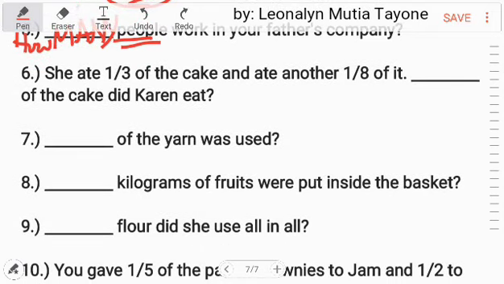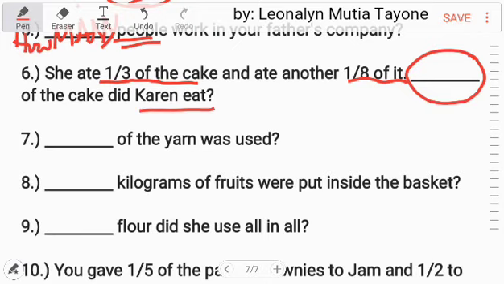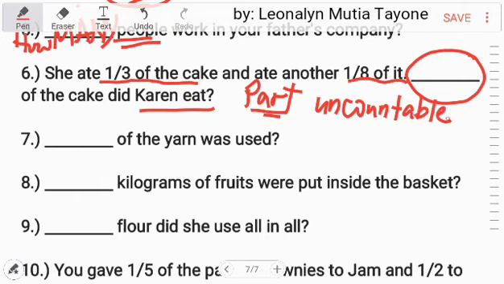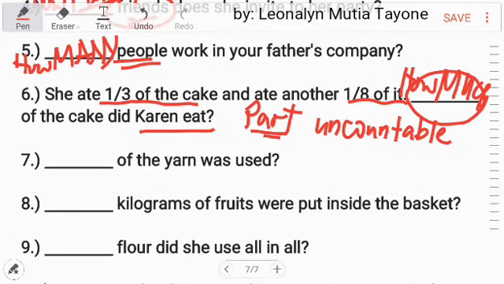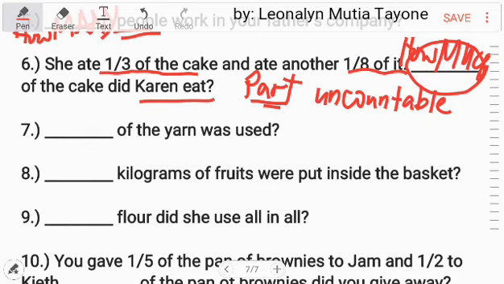Question number 6. Bali, pareho lang to sa example natin kanina. She ate 1/3 of the cake and ate another 1/8 of it. Is it how much or how many of the cake did Karen eat? Part ang pinag-usapan dito, di ba? Kapag sinabing part, that is uncountable. When we say uncountable nouns, so this must be how much. How much of the cake did Karen eat?